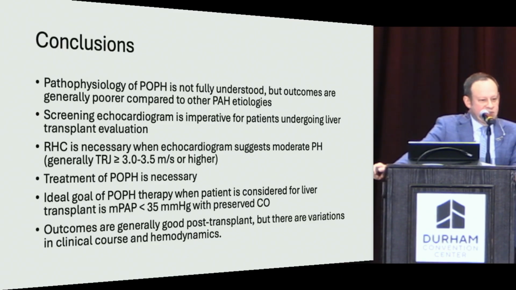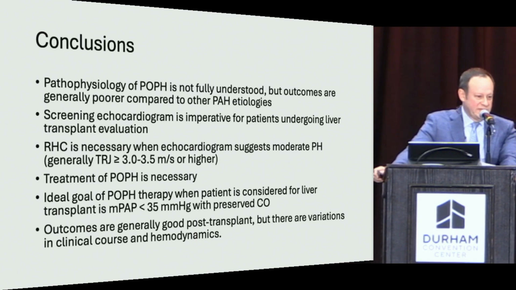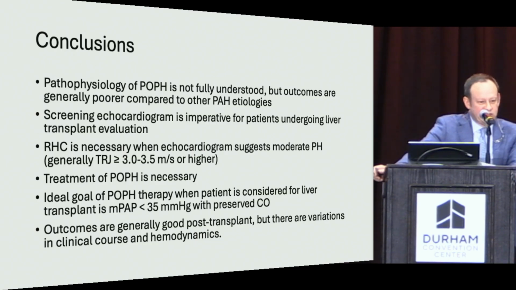So in conclusion, we can say that the pathophysiology of this entity is not fully understood, but that their outcomes are generally poorer compared to other PAH etiologies. Screening echocardiography is imperative, particularly for those undergoing liver transplantation, and right heart catheterization is necessary when echocardiogram suggests at least moderate PH or higher, generally thought to be a TR jet of around 3 to 3.5 meters per second or higher. Treatment of this disease is necessary regardless of the intention to do liver transplantation. And overall, the optimal goal in terms of hemodynamics is to get the mean PA pressure less than 35 with a preserved cardiac output.